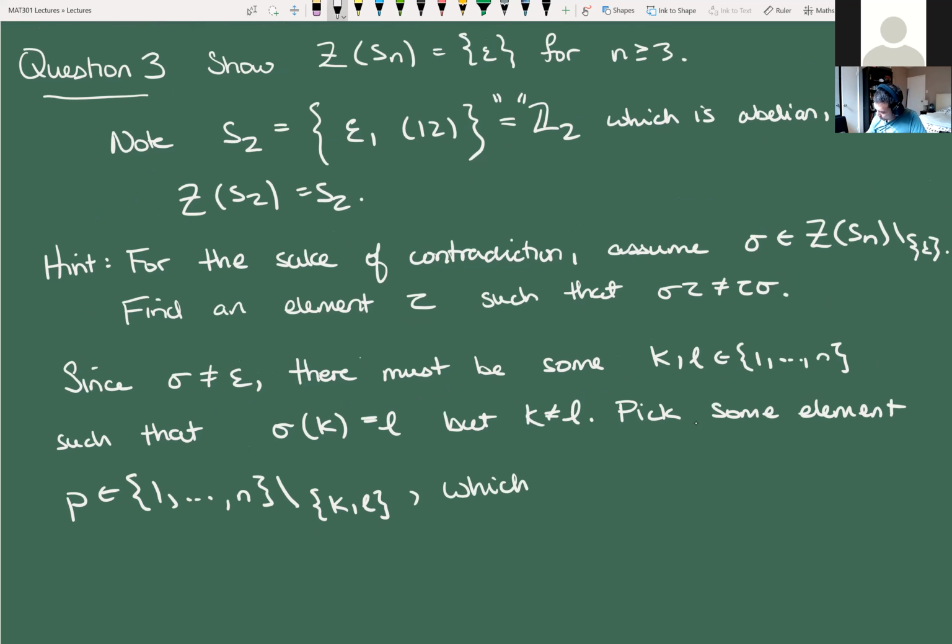Right, which we can do since n is bigger than or equal to 3. And so we see that this proof would not work if we were doing it for S2, precisely because K and L are the only two elements in the set. Once I remove them, there's no way I can pick P. So now we see that the n greater than or equal to 3 condition is absolutely necessary, right?